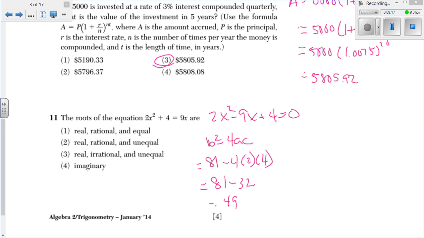And 49 is a perfect square. That means that this number is under the radical in the quadratic formula. And if this number is under the radical and it's a perfect square, that means I'll be able to take it. So I can get rid of irrational. Imaginary would have to be negative. Equal would have to be equal to 0. So that just leaves me with choice 2.